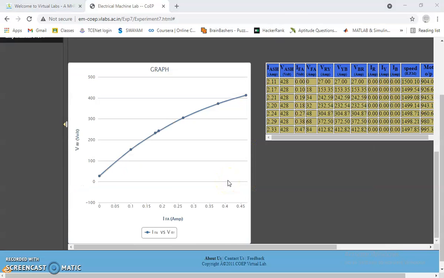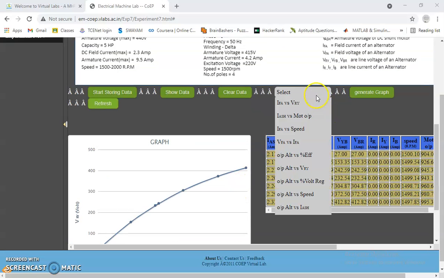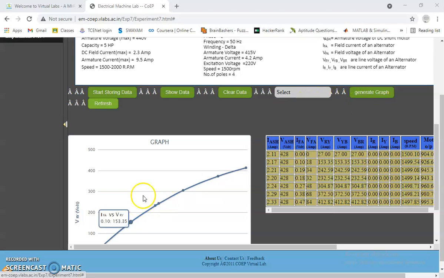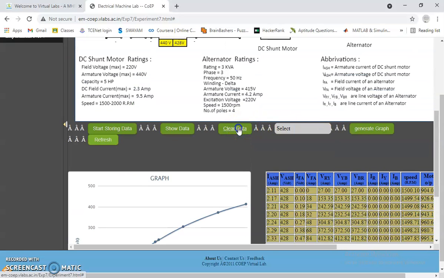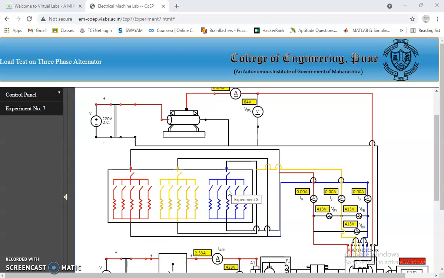Now I have generated a graph between the field current and the line voltage, by clicking on the field current and EMF induced at no load condition, generate graph. By seeing this graph, we can say that when the field current increases, the line voltage will gradually increase. Then for the second part of the experiment, let's make clear data and start doing the next one.